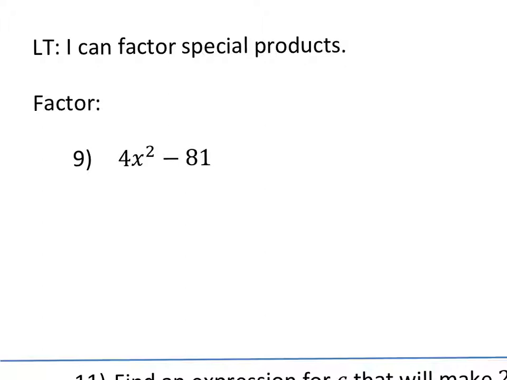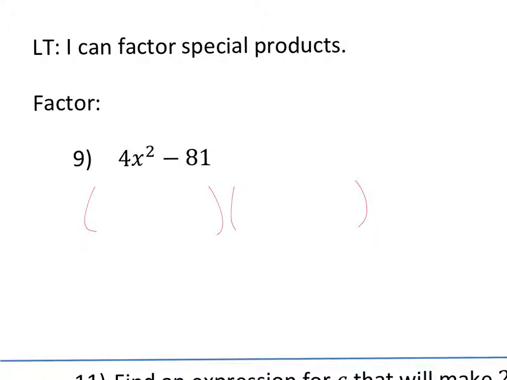The next learning target is I can factor special products. So let's look at number 9. Directions say to factor, and number 9 is a difference of squares, because I can take the square root of 4x squared and 81, and then there's a subtraction sign in between. So this is going to factor into two binomials that are almost identical. One will have a plus sign, one will have a subtraction sign.